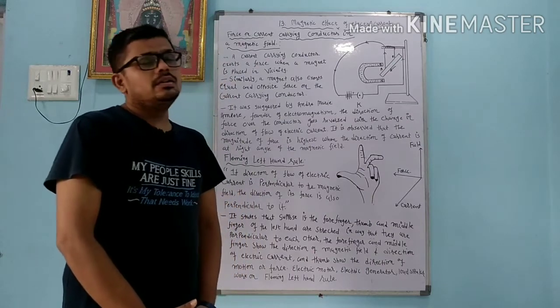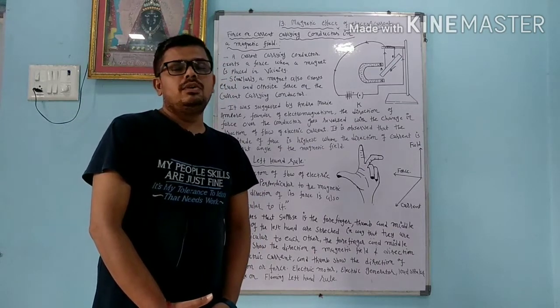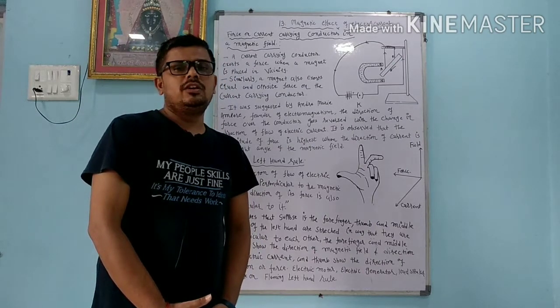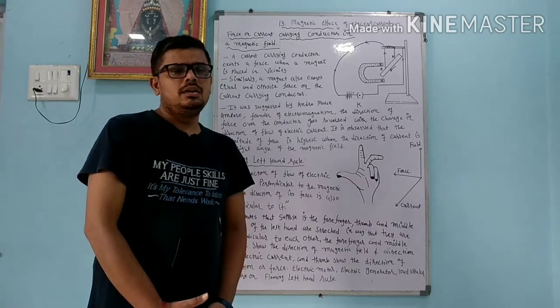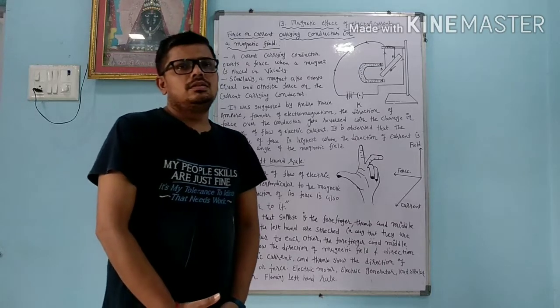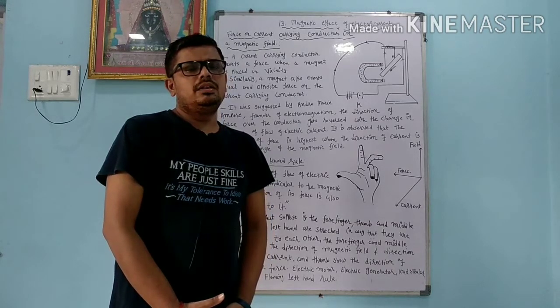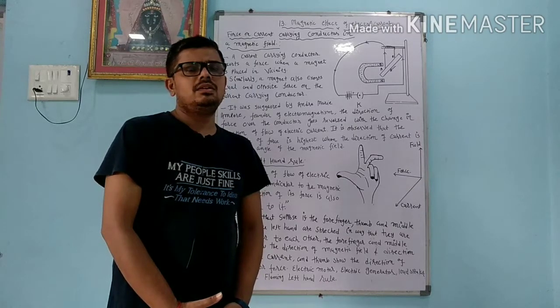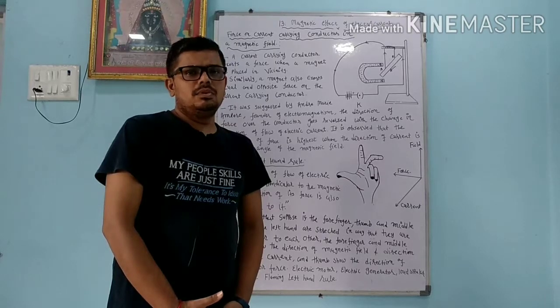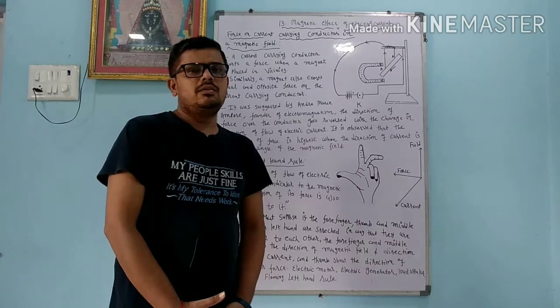Dear student, now we are going to learn what happens if an electromagnet comes in contact with a natural magnet, bar magnet or horseshoe magnet. In the last lecture, we learned that when a bar magnet comes in contact with another bar magnet having the unlike pole, like north pole and south pole, then they attract.